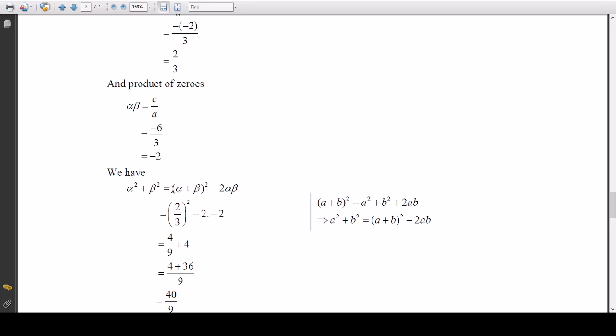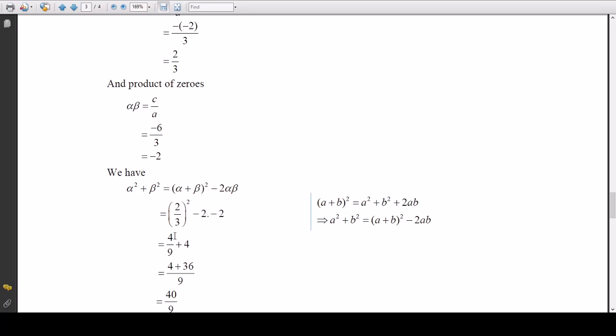Now why do we need to write in the form of (alpha plus beta) whole square minus twice alpha beta? Because the value of alpha plus beta we have found out, and alpha beta is the product of zeros, which is minus 2. Just substitute the values from above into this equation. (Alpha plus beta) whole square means the sum of zeros, squared. The sum of zeros is 2 by 3, squared, minus twice alpha beta. Alpha beta is minus 2, that means minus twice multiplied with minus 2.